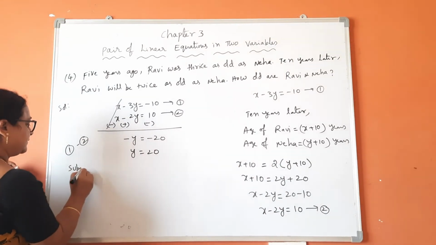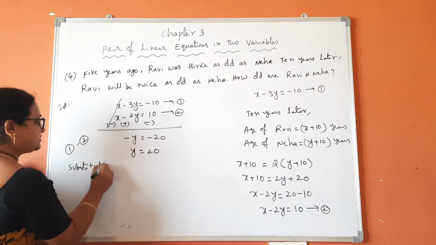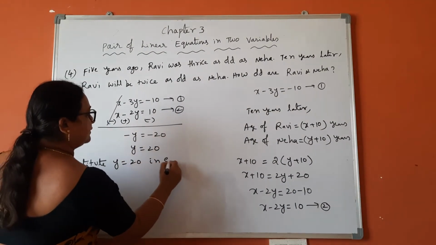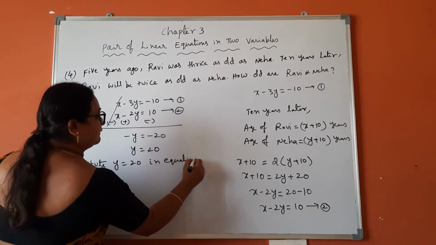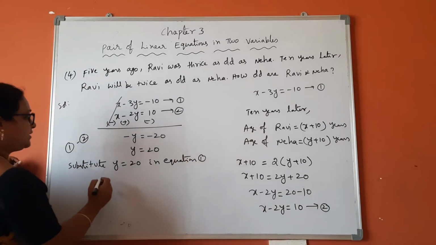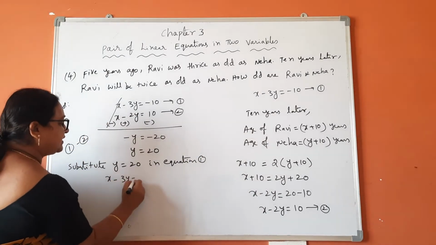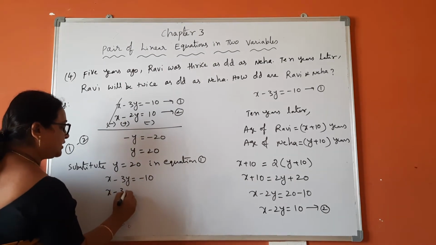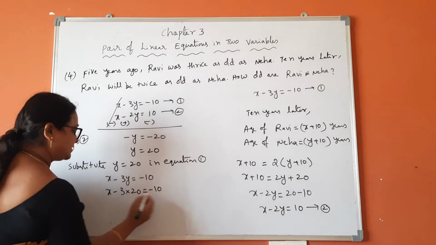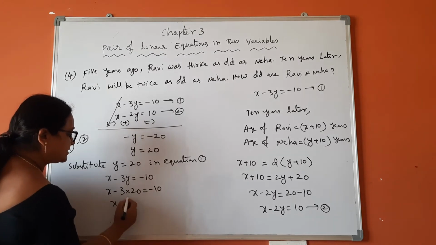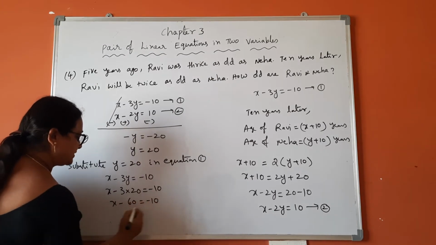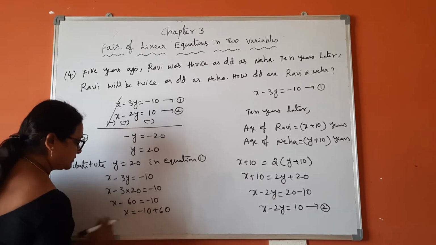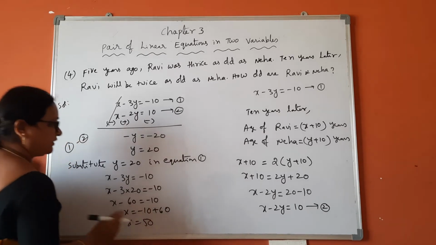Now substitute y is equal to 20 in equation 1. What is equation 1? X minus 3y is equal to minus 10. X minus 3 into 20 is equal to minus 10. X minus 60 is equal to minus 10. X is equal to minus 10 plus 60. So, x is equal to 50.